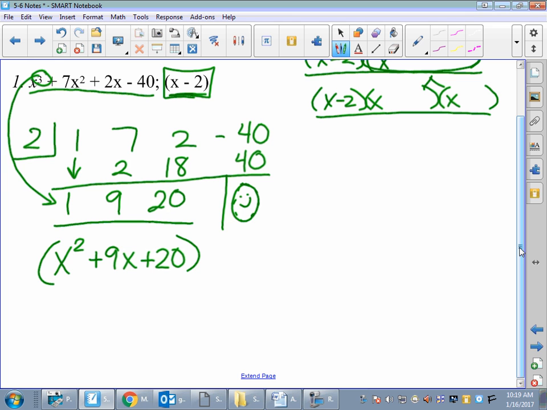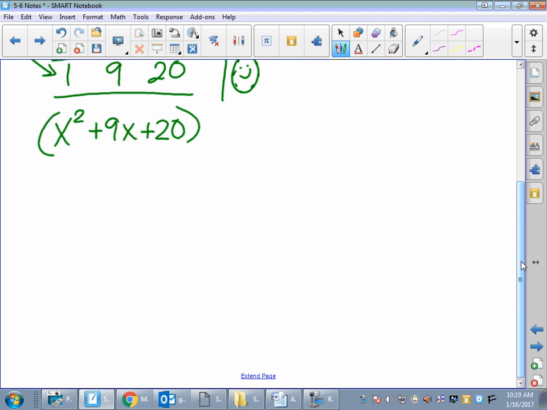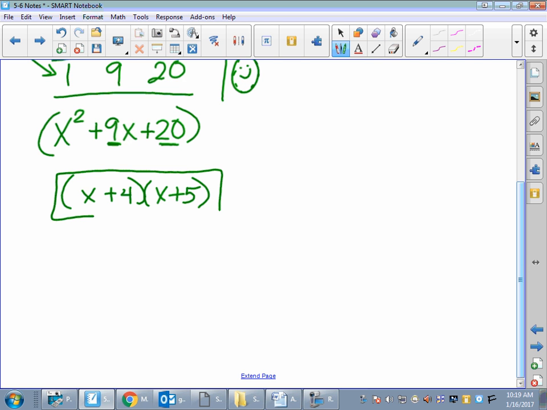I look to see if I can factor it some more. If I can't, we leave it alone. But I notice what multiplies to give me 20 and adds to give me 9 are 4 and 5. So this becomes x plus 4 and x plus 5. So these are the remaining factors.